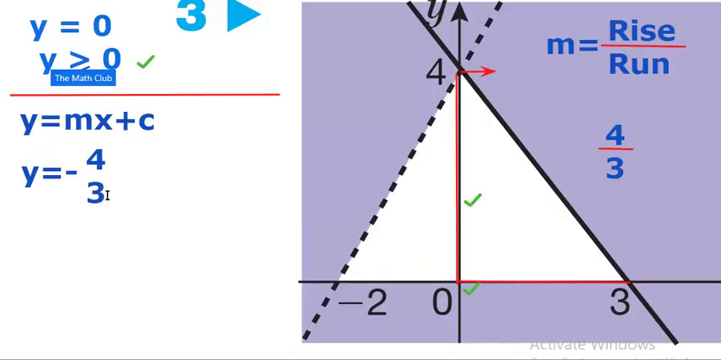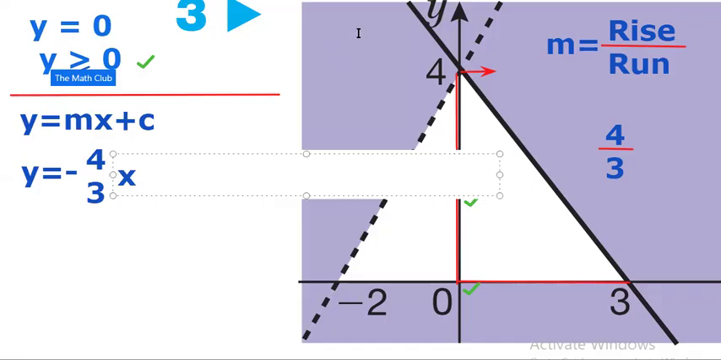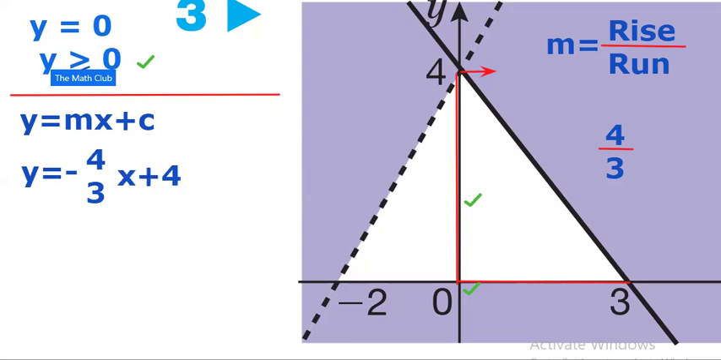We write x next to it. So negative 4 over 3x. And then the y-intercept is 4, so plus 4. And this is the final equation of this line. So now we have the equation of the line. Now we can turn it into an inequality by looking at the region. The region is under the line, as you can see. This means that the region will be smaller than the line.